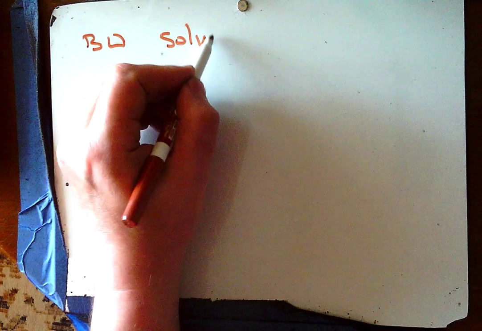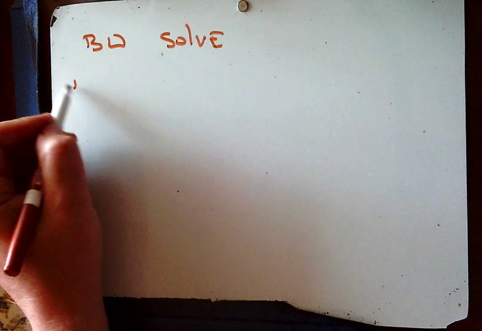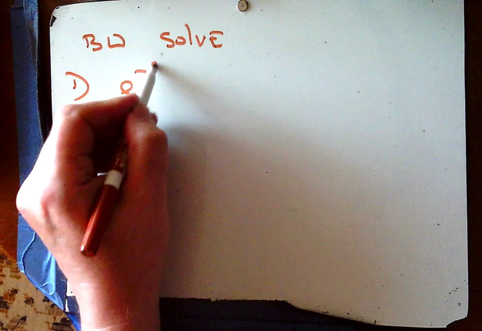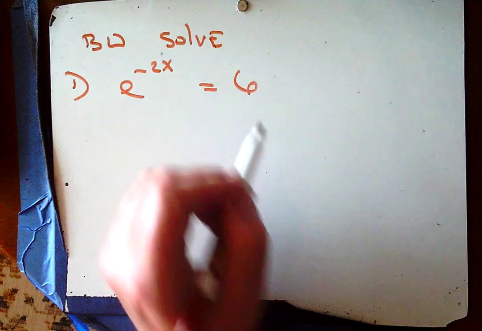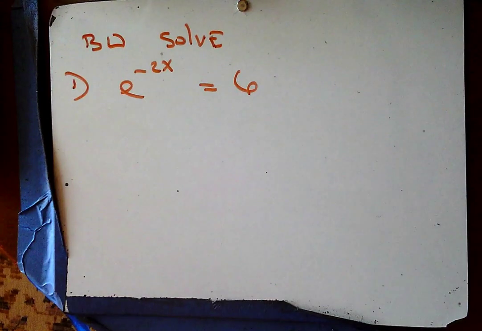Hey everyone. Today I thought we could focus in on logistic curves a little more. But first, I have some bellwork solving problems for you. Here's the first one: e to the negative 2x equals 6. Please solve that equation.